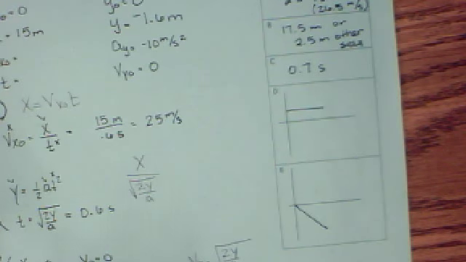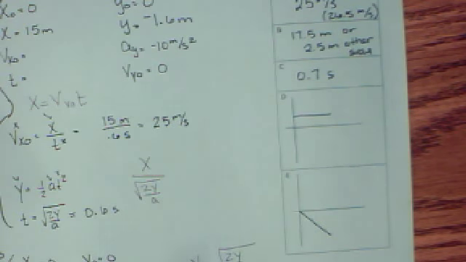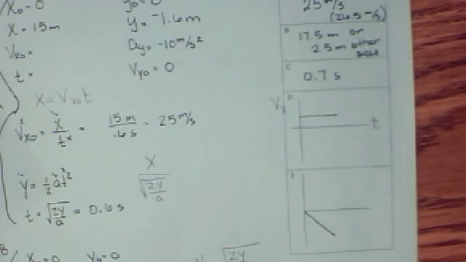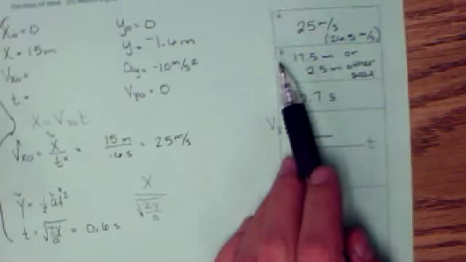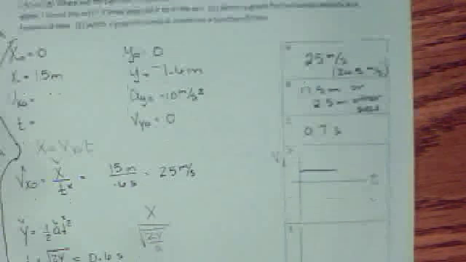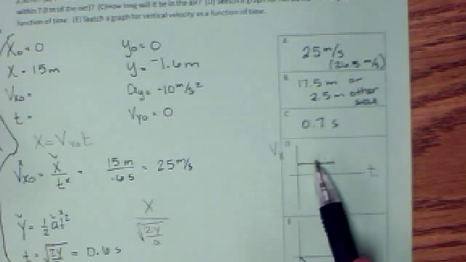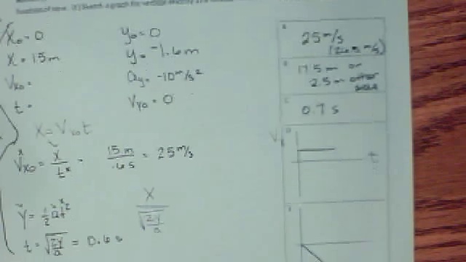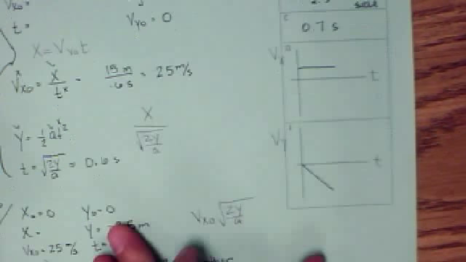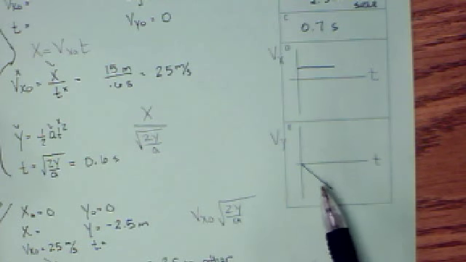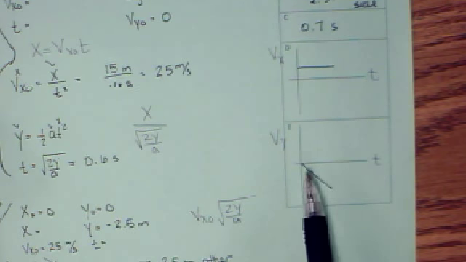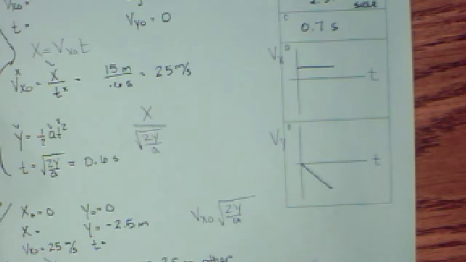Okay, then on D, I had to sketch a horizontal velocity as a function of time. And horizontally, there's no acceleration, no speeding up, no slowing down. So it's a positive velocity and it stays constant the whole time. No acceleration. No slope on a velocity time graph means no acceleration. For E, I have to sketch a vertical velocity as a function of time. It has a constant negative slope because the acceleration is -10. So that represents a constant negative acceleration.